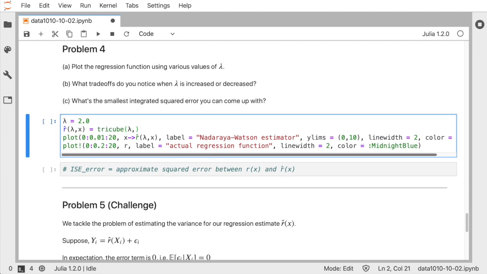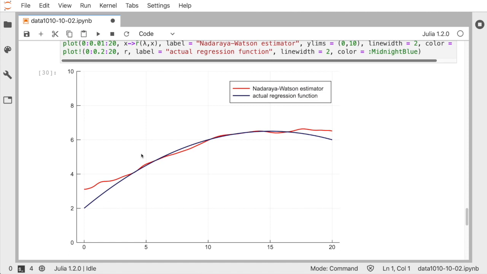So if we're using the tricube kernel, we'll compute tricube of x minus xi, and then we multiply that by yi, and then we'll sum those. And then we need to divide by the sum of the weights. So same thing, but without the yi. And we get something that looks like this.